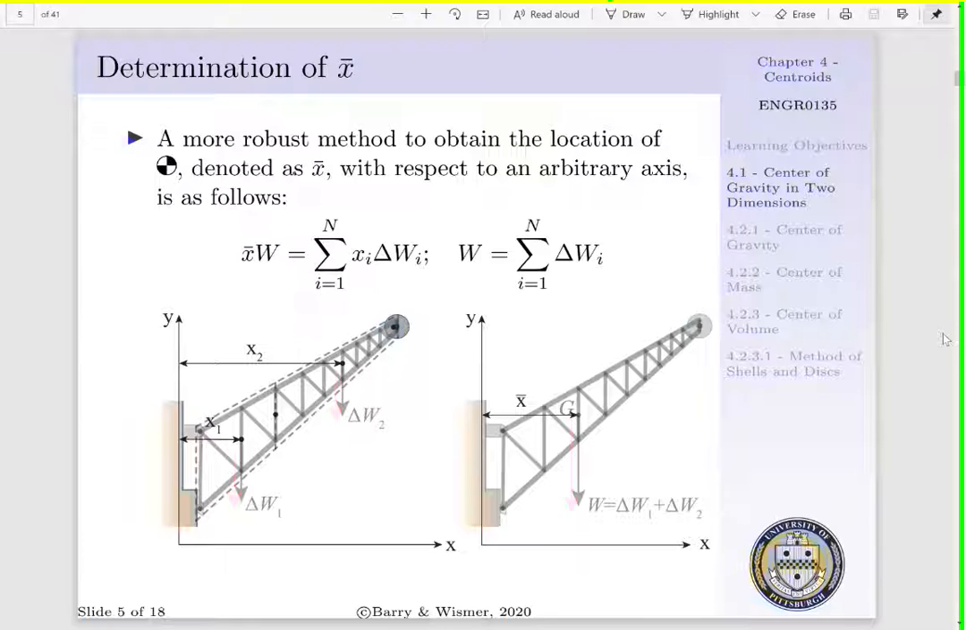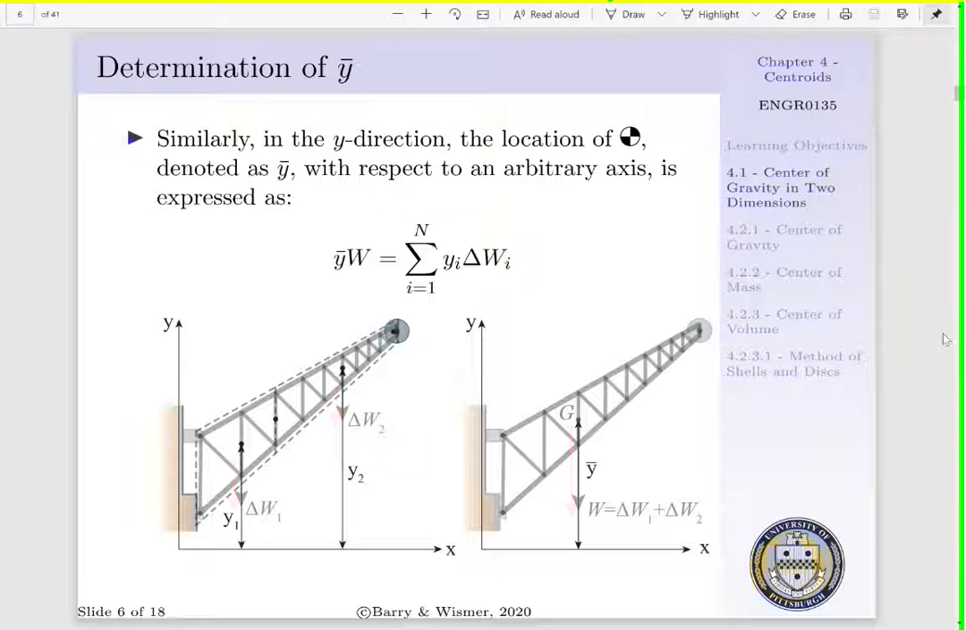Each weight is acting at a respective x location from our y-axis, and those weights are going to create a moment about said y-axis. Now, the figure to the right shows our total weight of the body acting at x bar. That is to say, when we take x bar times our weight, that is going to be producing one moment about our y-axis. Now, when we sum the product of x delta W sub i, this has to be equal to our x bar location times our total weight of our body.